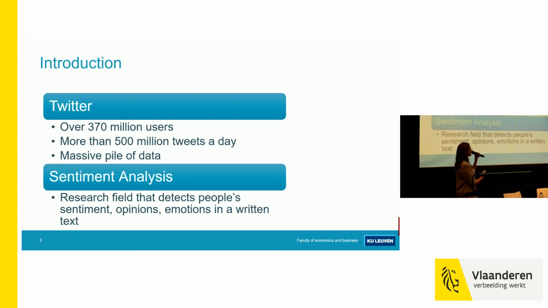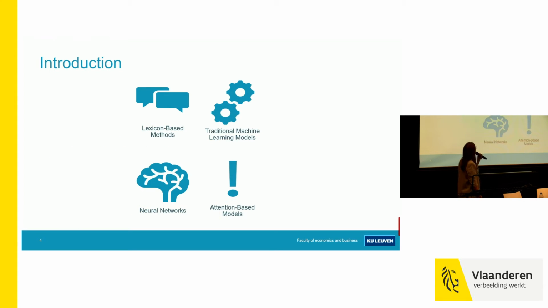With the start of Twitter and the internet, much more data has become available for this kind of research, such as tweets, but also movie reviews, or hotel reviews, or blogs even. So that actually makes Twitter sentiment analysis boom over the last years. In order to do sentiment analysis, you need some models, and we categorize them into 4 categories that you can see over here: lexicon-based methods, traditional machine learning models, neural networks, and attention-based models.